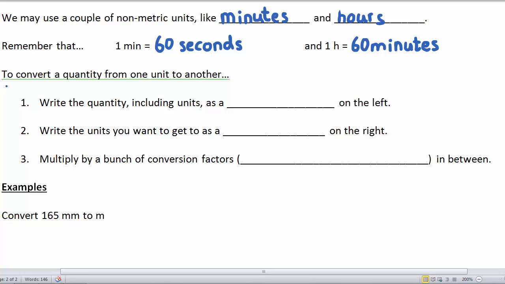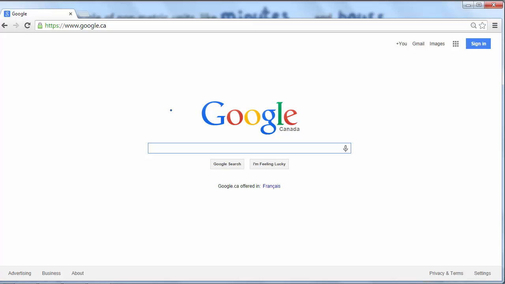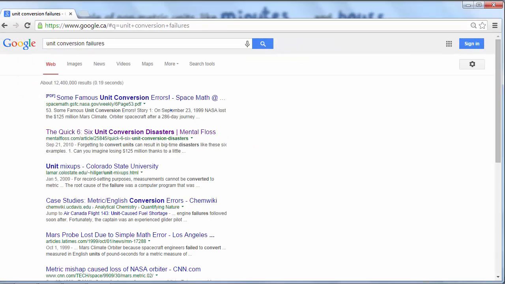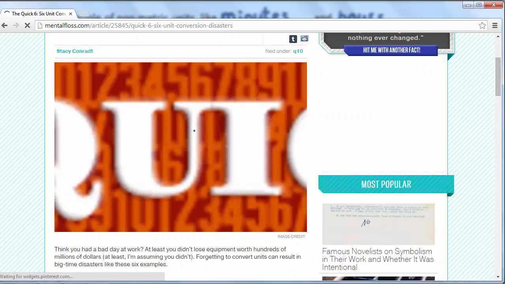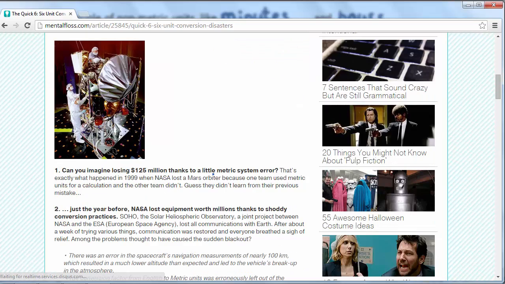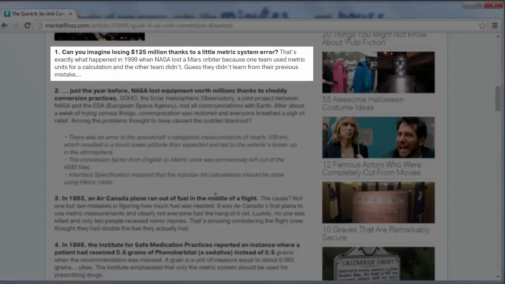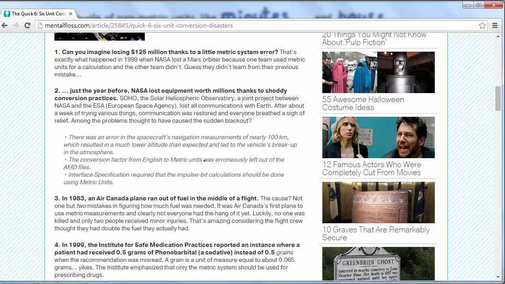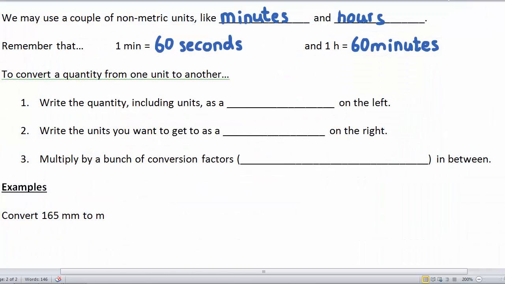Although it may not seem like the most glamorous of tasks, it's extremely important to know how to convert one quantity from one unit to another. To realize the importance of being able to do this, you need look no further than Google. A simple internet search for unit conversion failures yields tons of examples, from losing multi-million-dollar spacecraft because they crashed into a planet, to airplanes that run out of fuel in the middle of their flight because the people who filled it up with fuel were using the wrong units. So while it's not always the most fun calculation to do, the calculation of converting units can be extremely, extremely important.